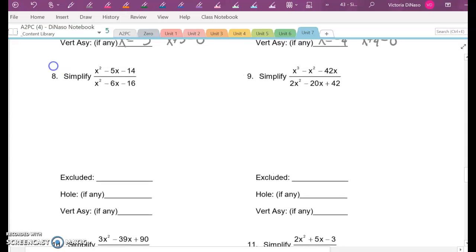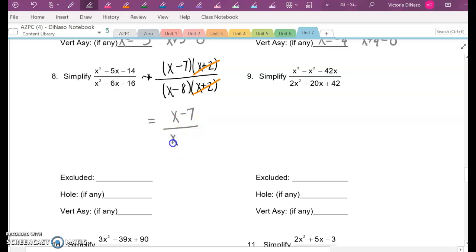Number 8. Factor two numbers that multiply to -14 but combine to -5. It's going to be -7 and +2. Two numbers that multiply to -16 and combine to -6. It's not going to be 4 and 4. You're going to use 8 and 2. So we have x minus 8, x plus 2. From there, you're able to cancel the x plus 2 with x plus 2. So our final answer to the simplified rational expression is x minus 7 divided by x minus 8.